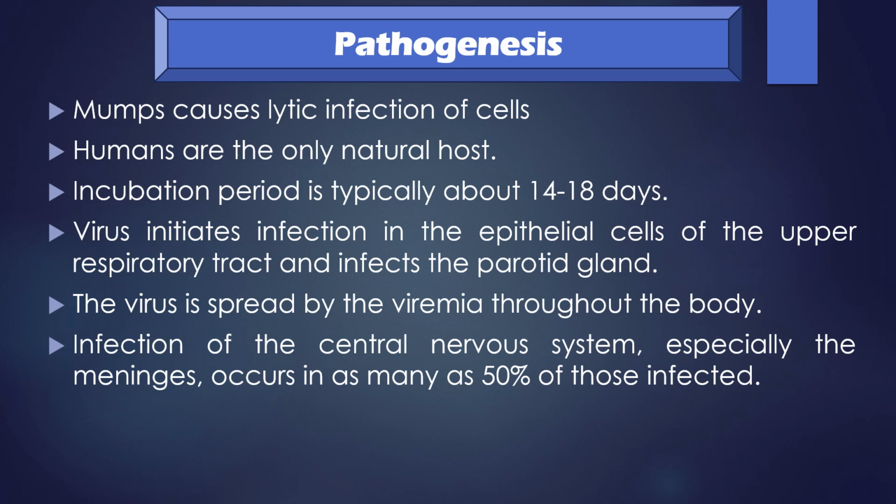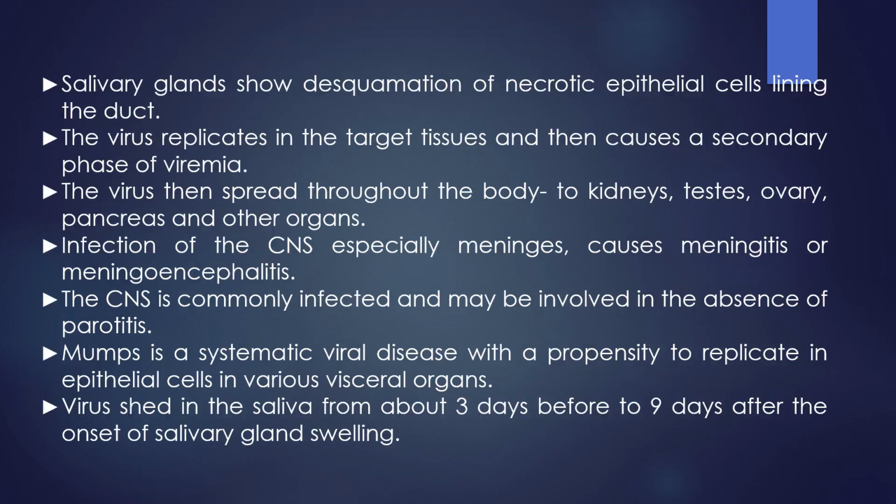Involvement of the parotid gland is not an obligatory step in the infectious process. The virus is spread by the viremia throughout the body to the testes, ovary, pancreas, thyroid, and other organs. Infection of the central nervous system, especially the meninges, occurs in as many as 50% of those infected. Salivary glands show desquamation of necrotic epithelial cells lining the duct. The virus replicates in the target tissues and then causes a secondary phase of viremia.